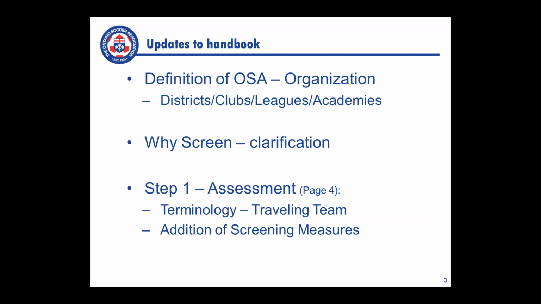On page 4, which is step 1, assessment, we have changed the terminology in an effort to again clarify what is high risk and what is low risk. We have done this by adding the term traveling teams, which clearly identifies the difference between high and low risk. If all players, parents, and team officials stay at the same field every week, that is a low risk. We have added new screening measures. To the high risk level, we have added mandatory vulnerable records checks and performance reviews. To low risk, we have added the basic registration form and the disclosure form.